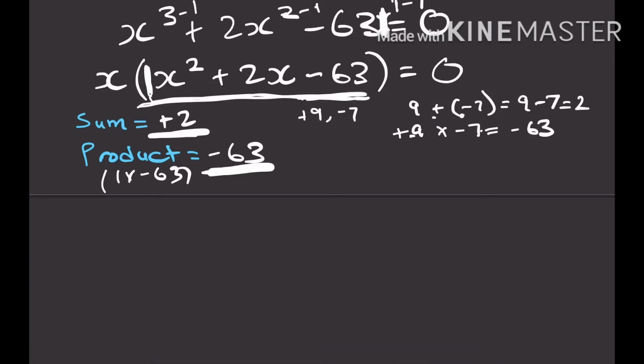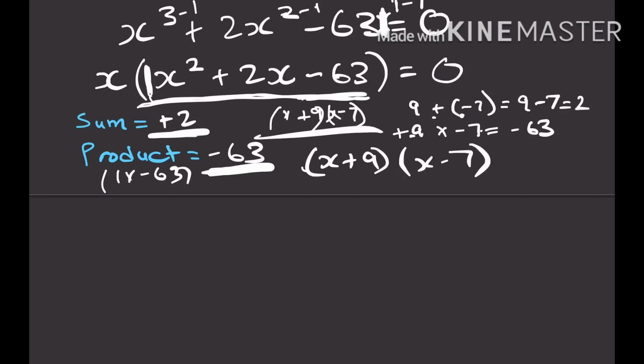And all we have to do, our final step, is put an x in front of them. 9 is the same as plus 9. So this becomes x plus 9, x minus 7. So all you have to do is put an x here, put an x here, put a bracket here, put a bracket here, and that is your answer. There is nothing more difficult to calculate, and it's really just this.